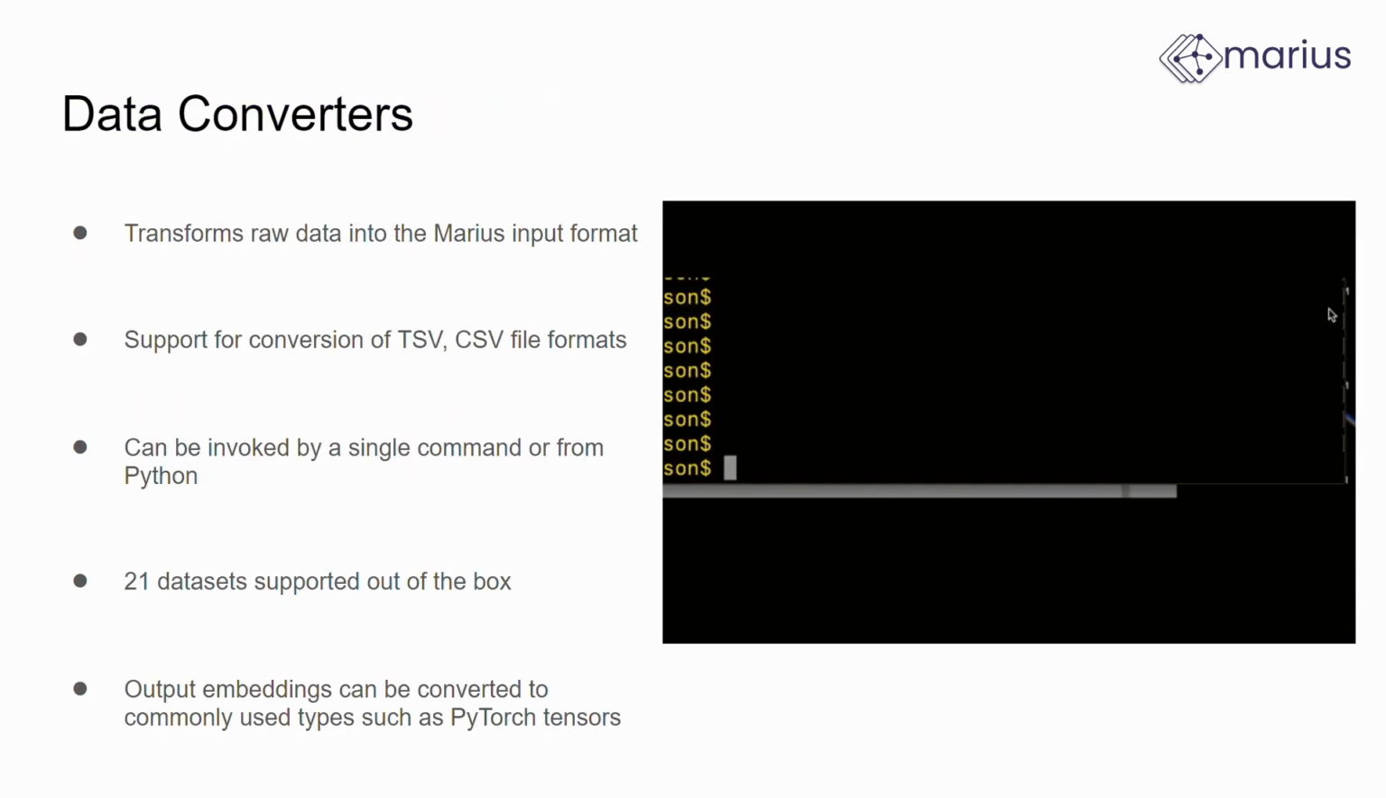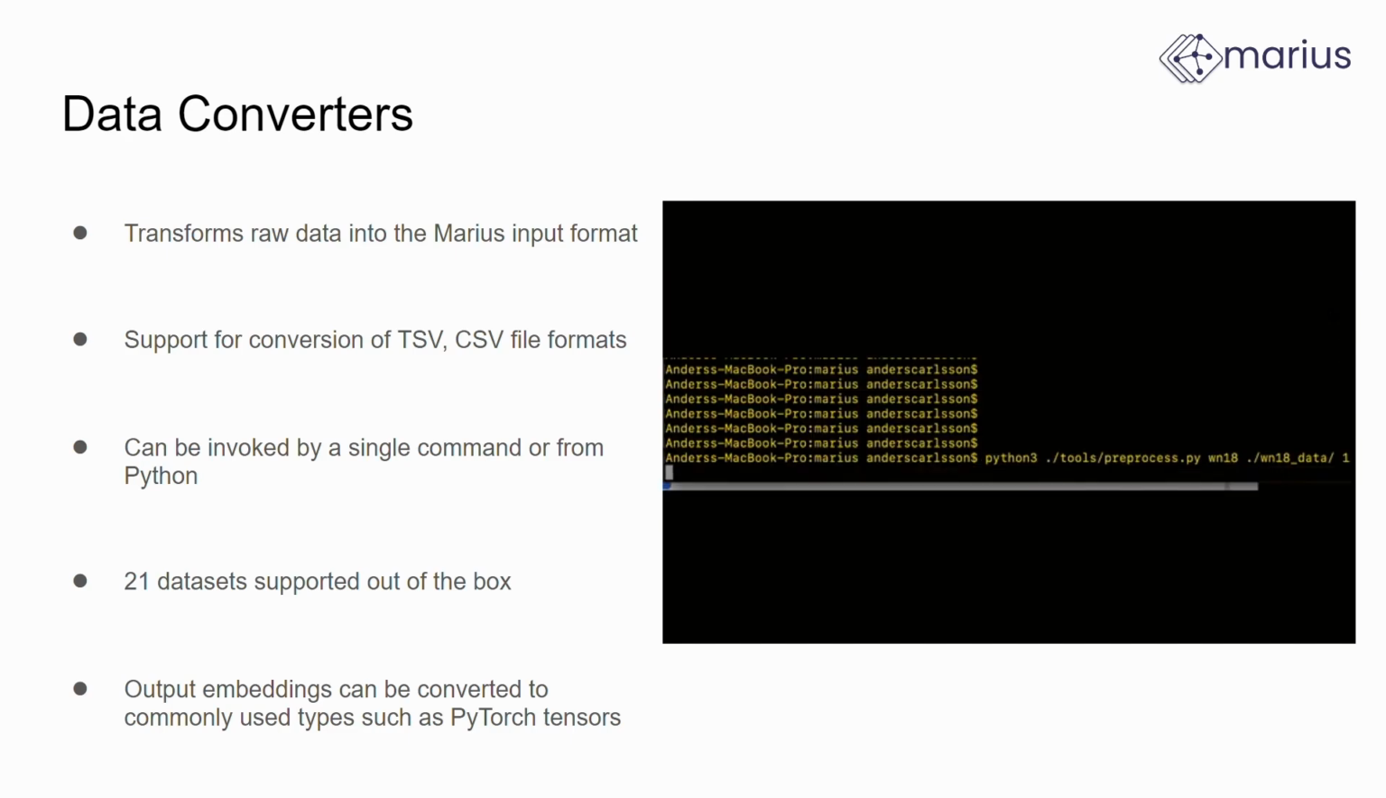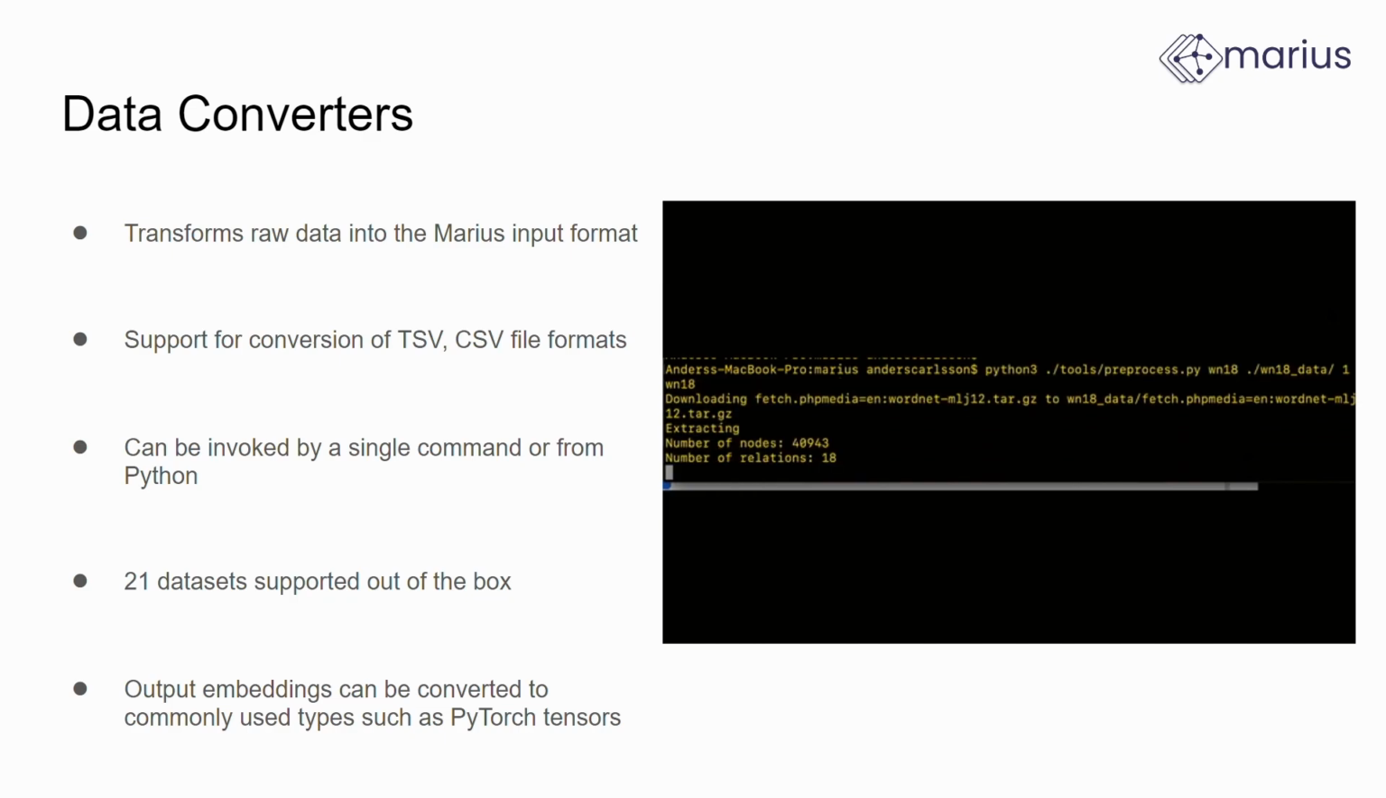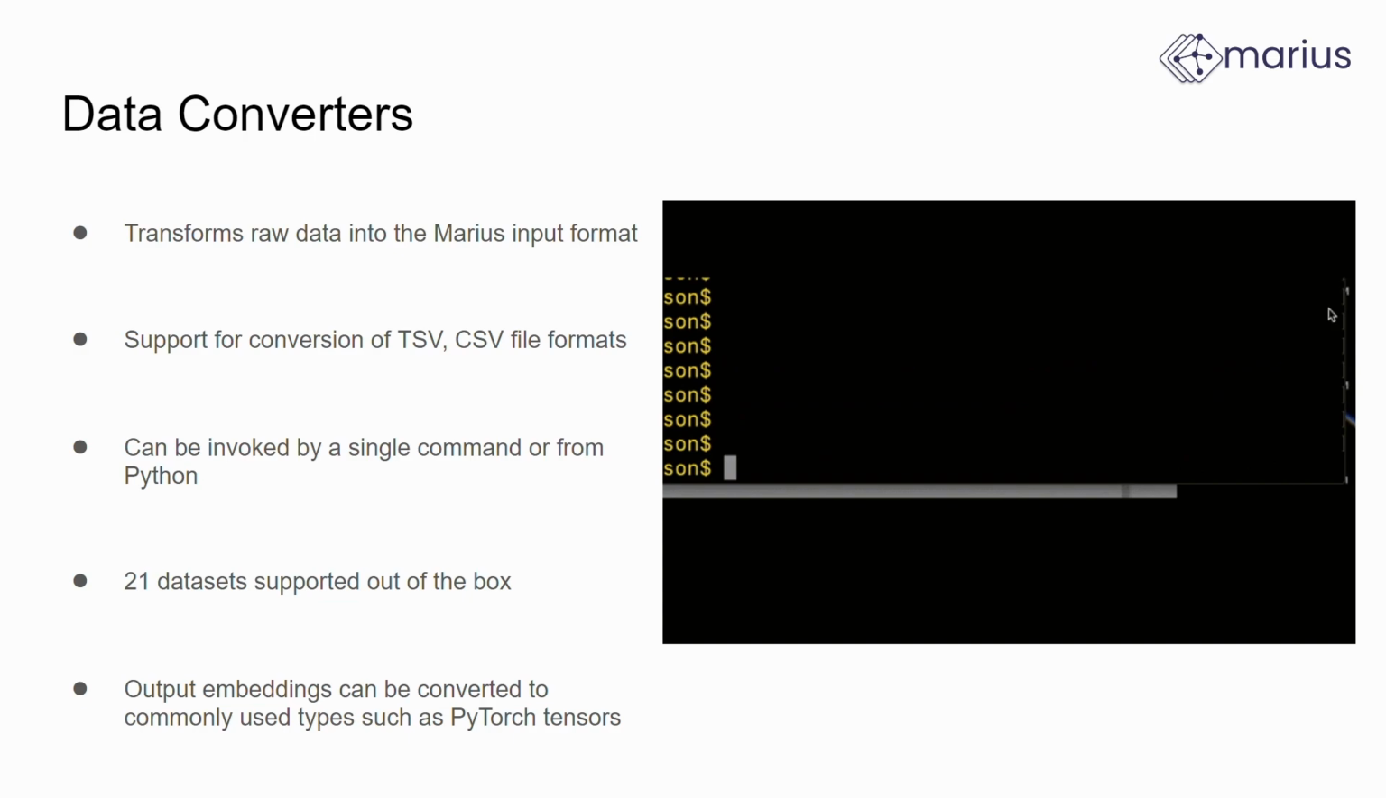Marius comes equipped with data converters for both input datasets and the output embeddings. Commonly used file formats such as TSV and CSV are supported. Currently, 21 popular datasets can be downloaded by our built-in commands and can be used to test embedding models. Once we have the embeddings trained, Marius can convert them into other usable formats, such as PyTorch tensors.